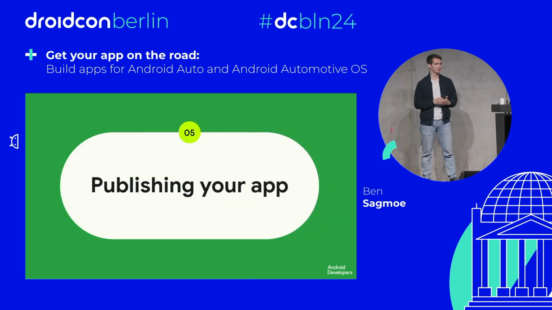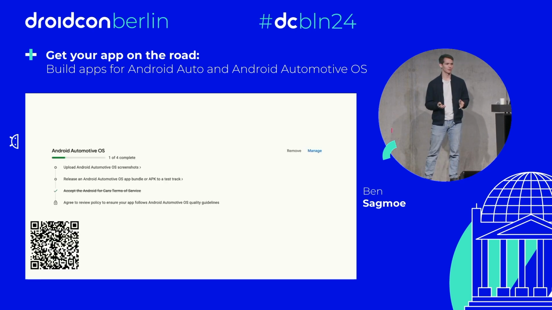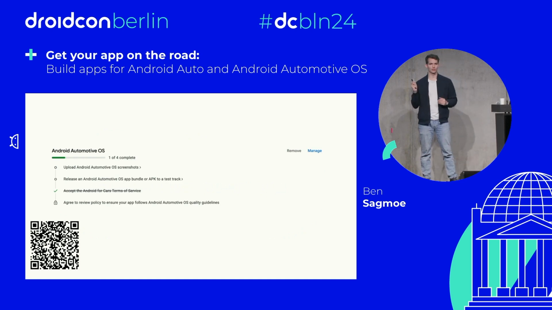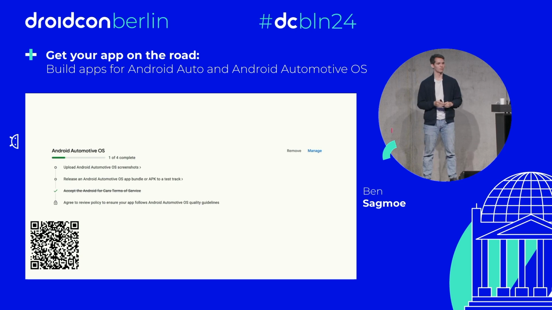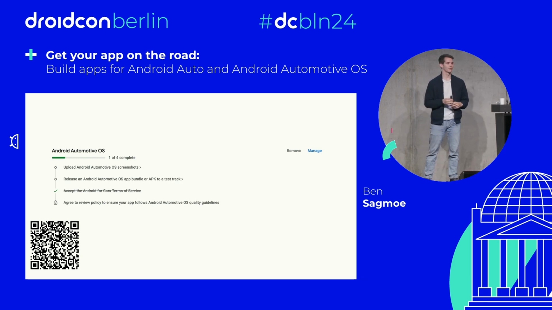Great. So you've built and tested your app. How do you get it to your users? The first thing you're going to do is go to the advanced settings page on the Play console, and there's a form factors tab. Once you're there, you're going to enable Android Auto and/or Automotive OS, depending on what you want to support, and go through the checklist that you see. This is the one for Android Automotive OS.